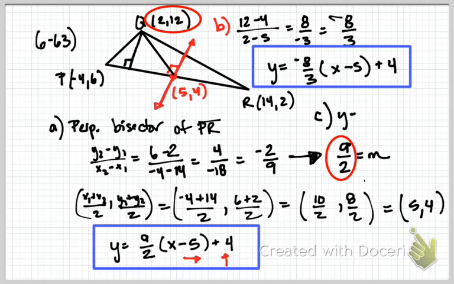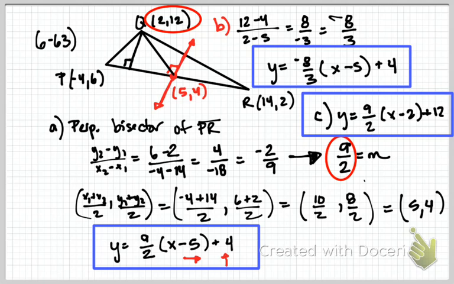We get y equals 9 over 2, x minus 2 plus 12. Final equation. We're using the same slope from before because this line and this one are parallel, and then we're using the point 2, 12. You can see how helpful HK form is there for you instead of having to use slope-intercept.